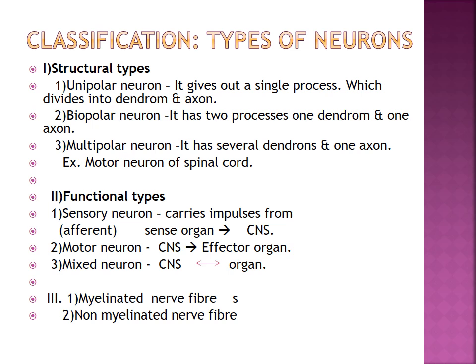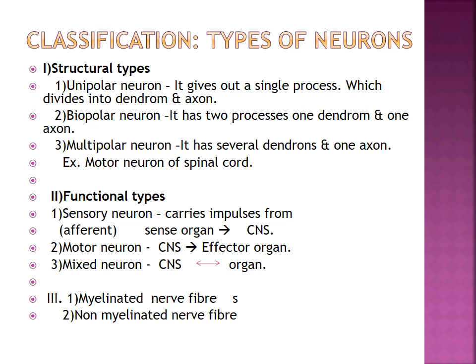According to the functions, they are divided into sensory, motor, and mixed fibers. The sensory neuron is the neuron which carries impulses from sensory organs like skin, eye, ear, tongue. These are all sensory organs. So from the sensory organ to the central nervous system, that is brain or spinal cord, that is called a sensory fiber.